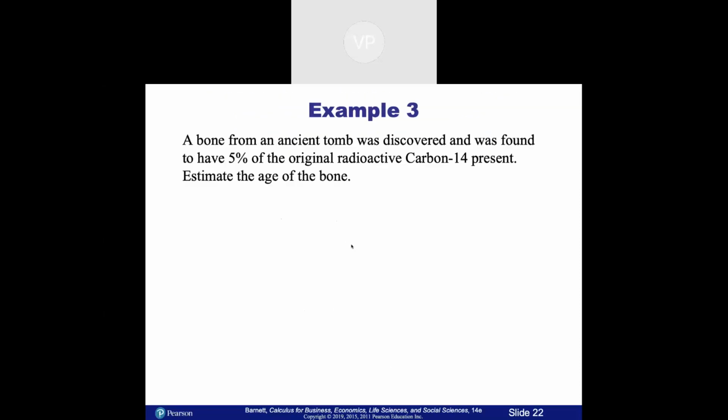Okay, so another example, a bone from an ancient tomb. You've heard this, I'm sure, many times on the History Channel or a news station when they try to talk about what's going on. Carbon-14, the amount of it that's in a certain substance, tells you how old it is. It's a radioactive substance, it's not dangerous to us, but as time goes on, the amount that's in there tells you how long ago the item was created. So what it's saying is, a bone from an ancient tomb was discovered, and it was found to have 5% of the original radioactive carbon-14 present.